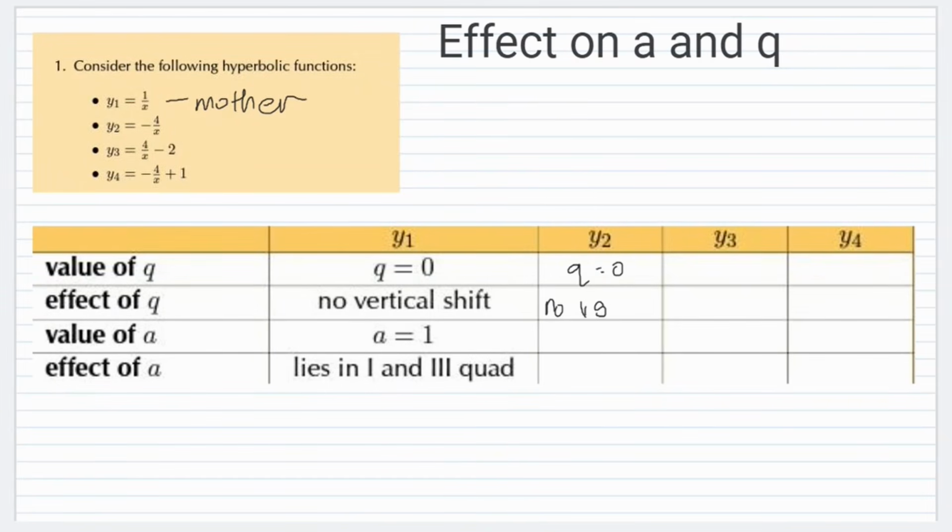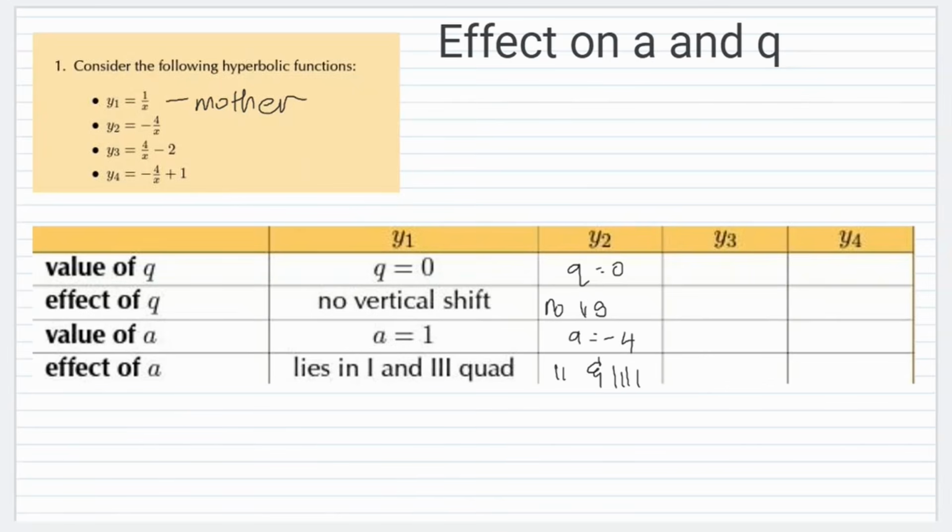Then the value of A, so we know that A is going to be equal to what? In our case, it's equal to -4. This is equation 2 that I'm looking at. And the effect of A: since it's negative, it's going to lie in the second and fourth quadrant. Is everyone okay with how I filled this table? Does everyone understand? Yes, ma'am.